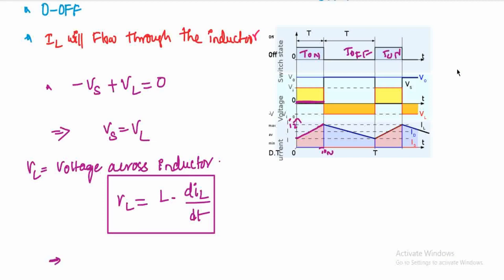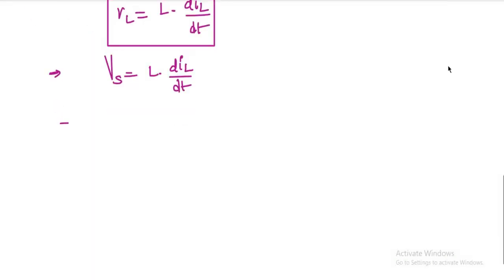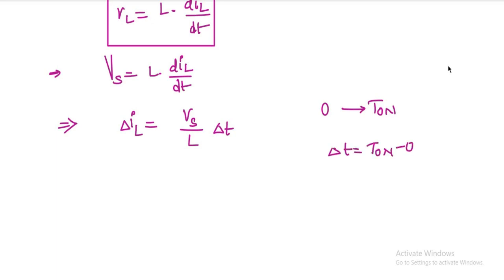So we are going to get Vs equal to L into dIL by dt. I am going to find delta IL here. dIL is nothing but delta IL, which is equal to source voltage by inductor into delta T. Delta T is nothing but the change in time period, right? Here the time is from 0 to T on, so delta T is equal to T on minus 0. So delta T can be replaced with the on time period, that is T on. So this is the current through the inductor while the switch is on.